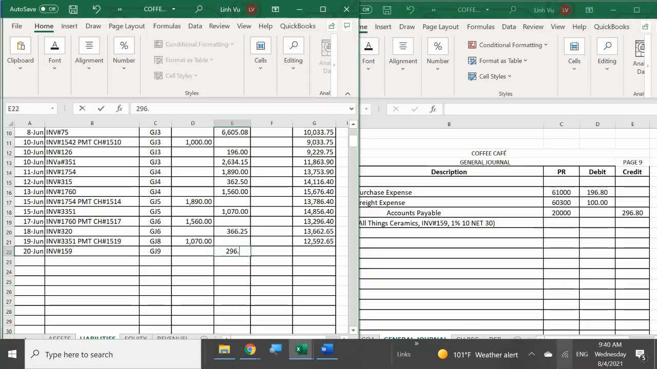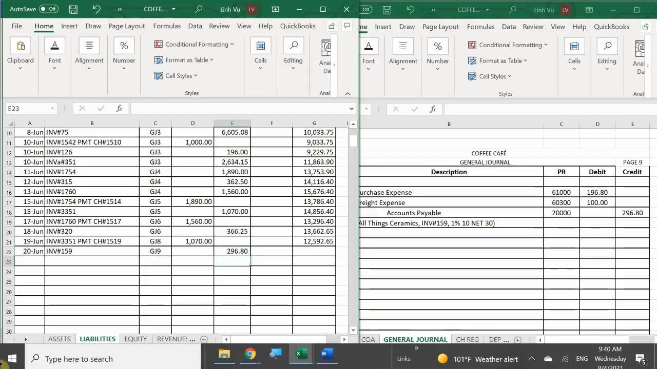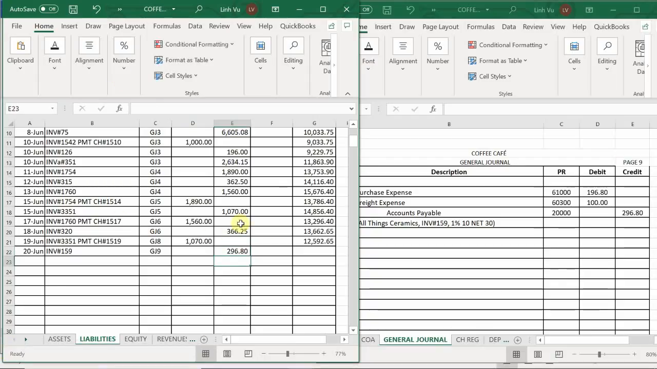Did I forget the 80 cents again? Man, the 80 cents are not clicking today. Okay, so 296.80, on the credit side. And then I'm going to change my total here.